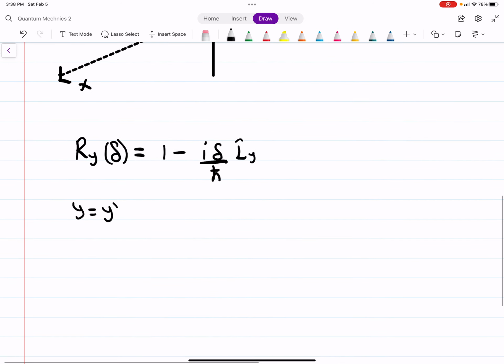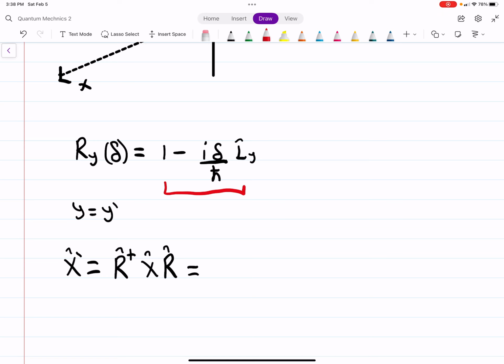Now, how do we find the transformed coordinates? We'll start with x prime, and we just use the fact that our rotation operator dagger, x times R, these are operators. And, well, we know what that is. This is our rotation operator, so if we do a complex transpose, that's just going to be 1 plus i delta over h bar L sub y, x hat, and then of course just what we have, not complex conjugated.